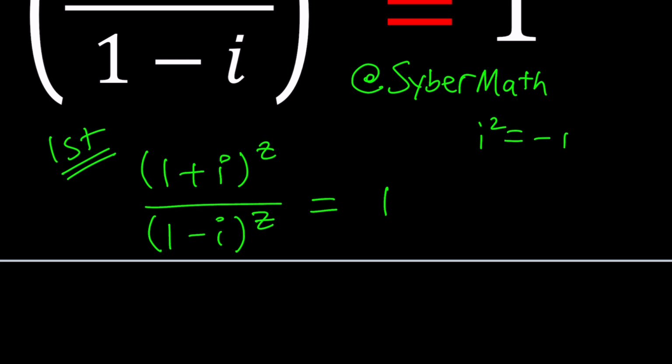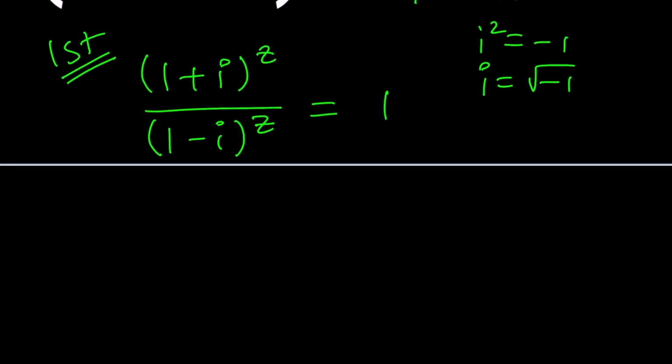Or you can write i as also the square root of negative 1. Some people define it that way using the principal square root definition. That's why we say the square root. Otherwise, a complex number has two square roots. So negative 1 has two square roots, i and negative i. Make sense? Okay. Great. Now, let's go ahead and cross multiply.